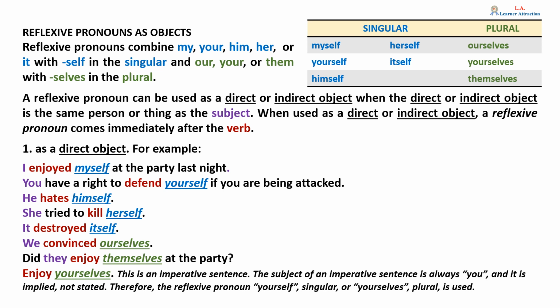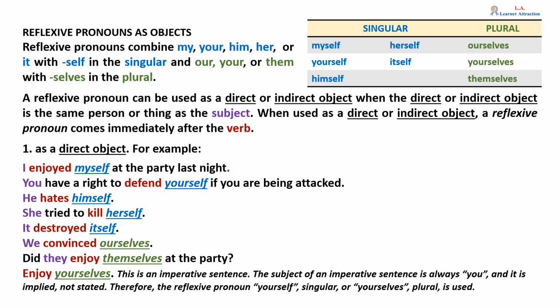1. As a direct object. For example, I enjoyed myself at the party last night. In this sentence, the reflexive pronoun, myself, is the direct object of the verb, enjoyed, and is the same person as the subject, I. So the reflexive pronoun is correctly used.